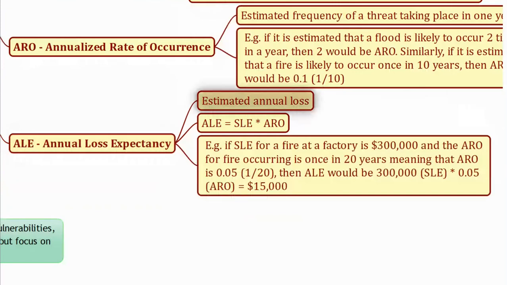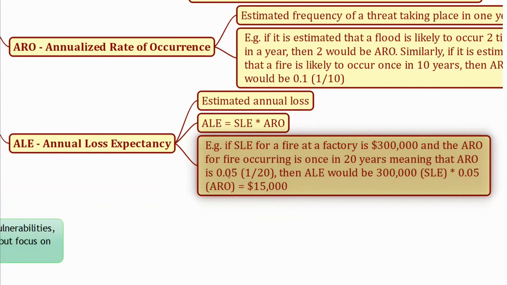So, going by the previous example, if SLE for a fire at a factory is $300,000, that means if the fire were to happen once, then we are expecting the loss of the factory to be 300,000 for one event of fire. Okay. Now, the ARO for the fire occurring is once in 20 years because fire will not happen every year. So maybe based on some historical data or some other analysis, you figure out that there is a probability that the fire could occur once in 20 years. So what will be the ARO here? Annualized rate of occurrence, that will be 1 divided by 20, which will give you 0.05.